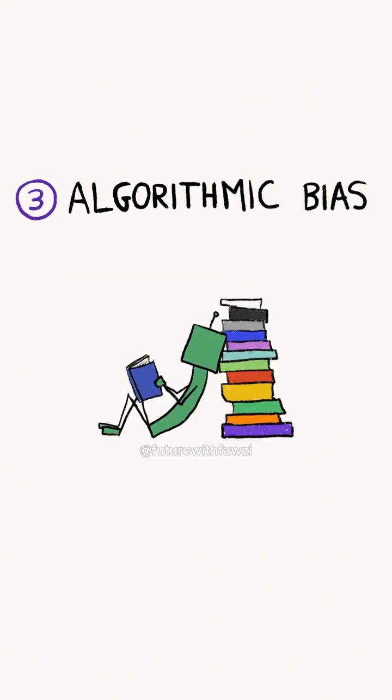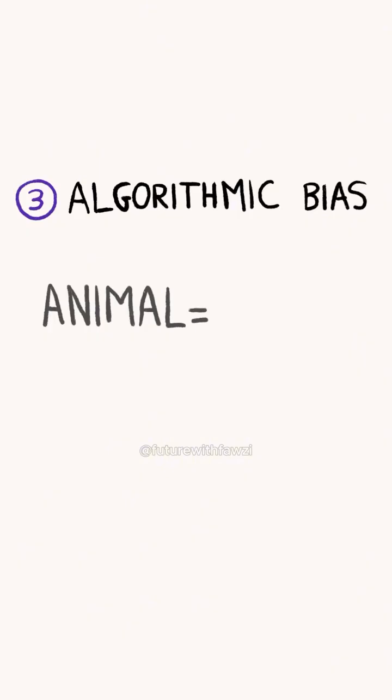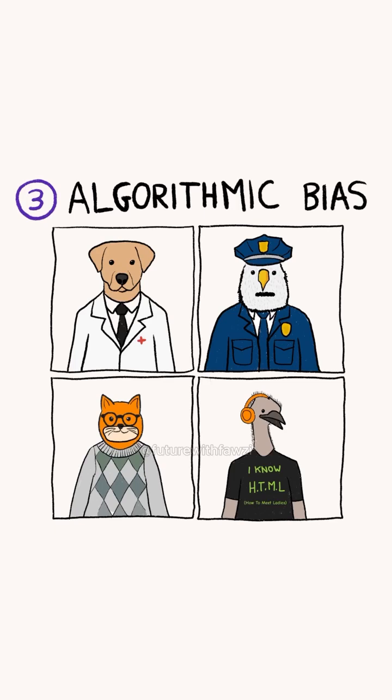Bias can also emerge from incorrect and oversimplistic rules that a machine identifies during training. The child who has only seen penguins would think that animals are only creatures that are black, white, and have flippers. And this is why image generators associate certain jobs with specific genders and races.